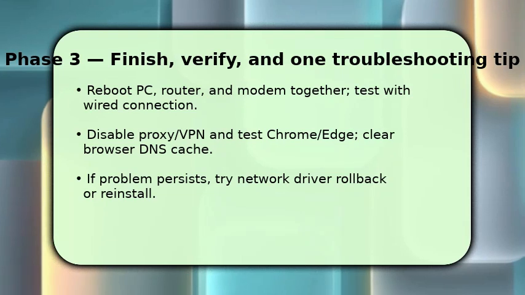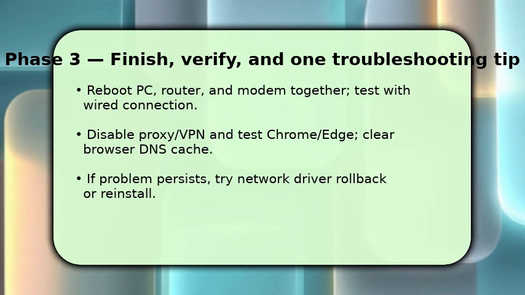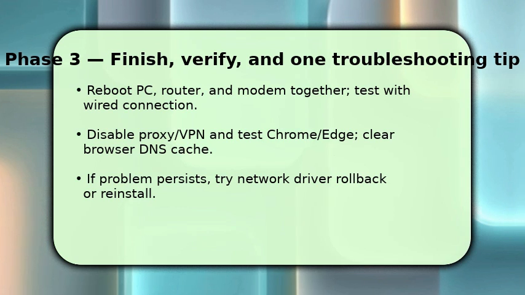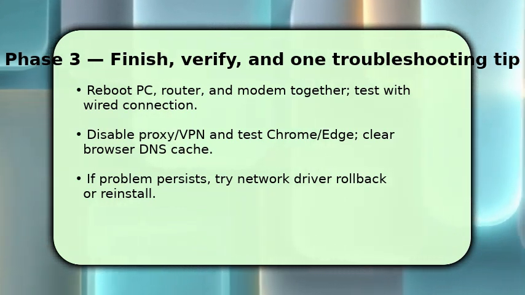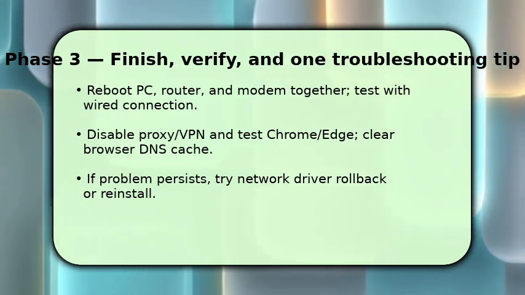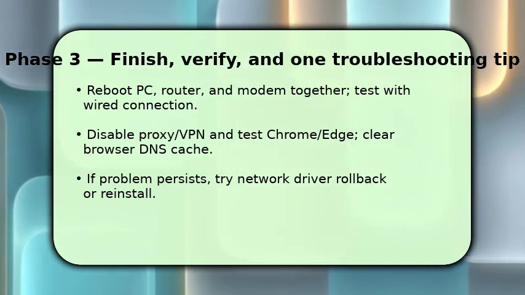To finish, reboot both your router/modem and your computer together to ensure synchronized network state, then test using a wired Ethernet connection and launch your browser. Disable any proxy or VPN, clear the browser's internal DNS cache, and confirm connectivity. If you still see the network change detected message, reinstall or roll back the network driver.